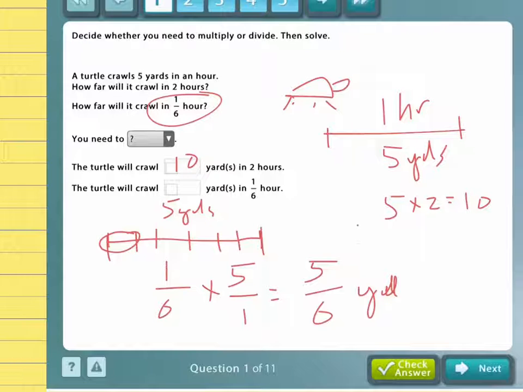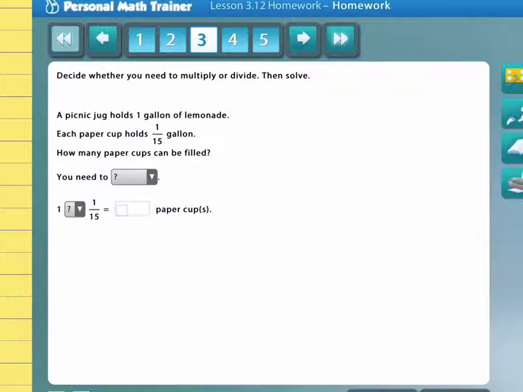If I did the full 1 hour, it would be 5 yards in 1 hour. So 5/6 yards in 1/6 of an hour. Of is times, 1/6 of is the answer. So it's going to be 5/6 yards in 1/6 hour. So we're going to multiply or divide.